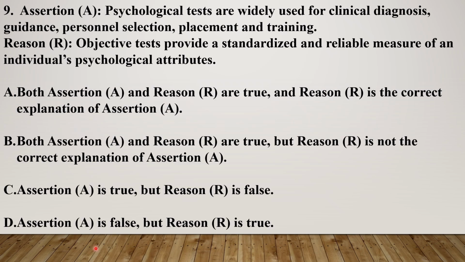Question number 9. Assertion: psychological tests are widely used for clinical diagnosis, guidance, personnel selection, placement, and training. The statement is correct. These are a few uses of psychological tests. The reason is: objective tests provide a standardized and reliable measure of an individual's psychological attribute. This statement is incorrect. It is not objective tests, it is psychological tests. So the answer for question number 9 will be that assertion is true but reason is false. That will be the C part.